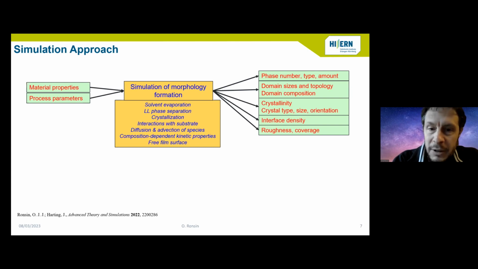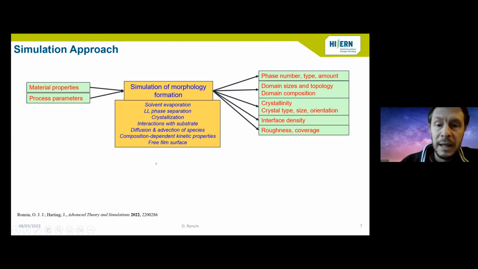Moreover, interactions with the substrate are important, and mass transport may occur through diffusion, of course, but also advection of the species. A very crucial feature is also that all kinetic properties in such systems are very composition dependent. You can imagine that you start with a dilute solution where everything happens very fast. And at the end of the drying, you end up with a solid where everything is significantly slower, which results in the fact that at some point, the evolution of the morphology is kind of kinetically quenched.